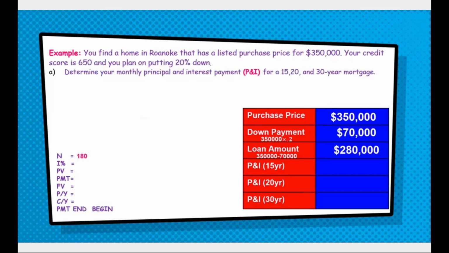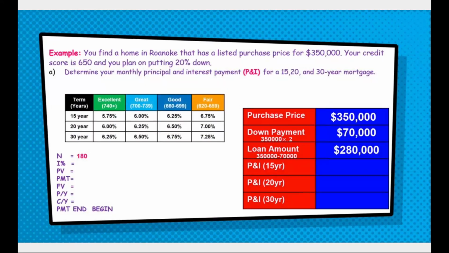My percent, do I have that? Oh, I guess I need this. Okay, so my percent, if my credit score was 650, that's going to be fair. Okay, 650 is fair. So for a 15 year, I think this first one is for a 15 year, it's going to be 6.75. I think I have my animations at the end. So 6.75.